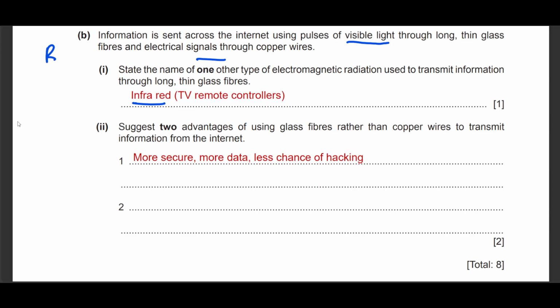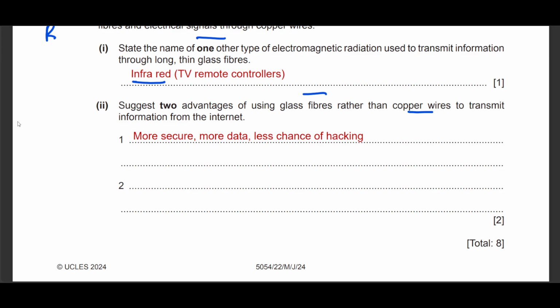Suggest two advantages of using glass fibers rather than copper wires. In the olden times, copper wires were used to transmit data, phone calls, and internet access was on copper wires, but they shifted towards the glass fibers and optic fibers. What was the advantage? You can check out the marking scheme. There are many advantages written. I would recommend you memorize at least 4 to 5 of them, which will help you in the next examination or which will help you in A levels.